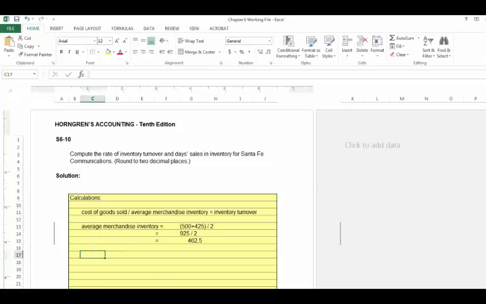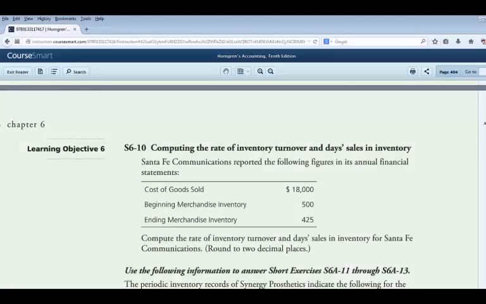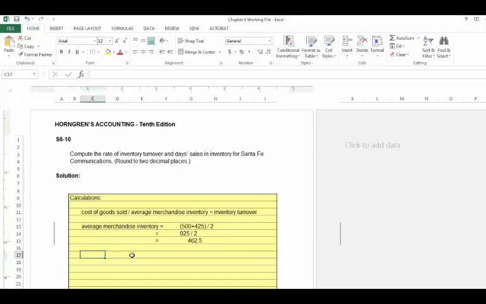Now we can fill in our calculation and use our cost of goods sold. For the inventory turnover, we're going to take 18,000 and divide it by the 462.50. That's going to get us 38.92, and that's times per year. That's how many times we're taking all of our inventory, selling it, replenishing it, selling it all, replenishing it. So it's 38.92 times per year.